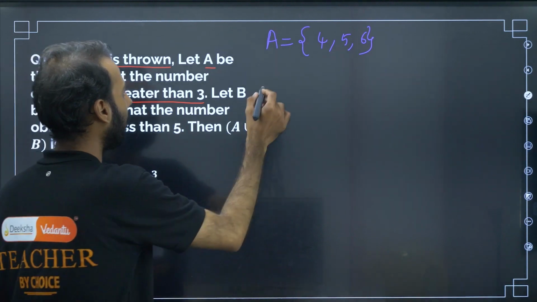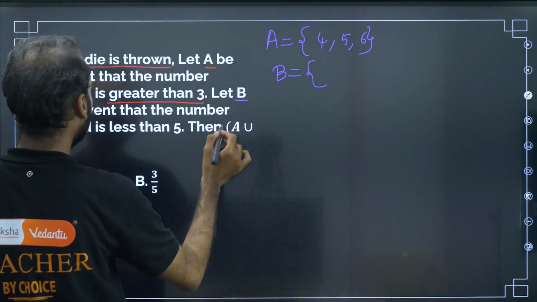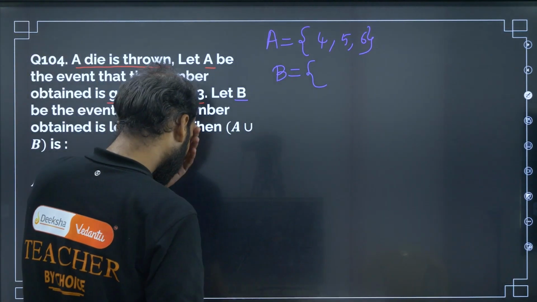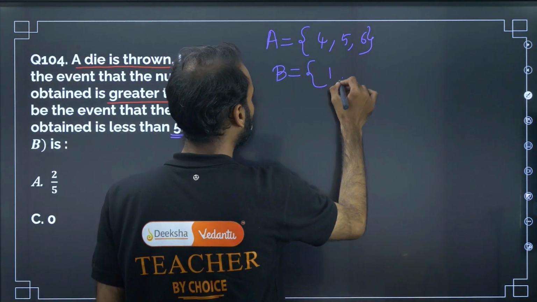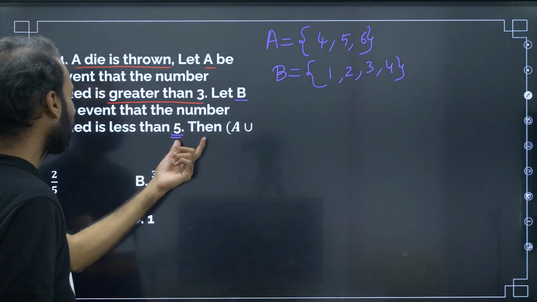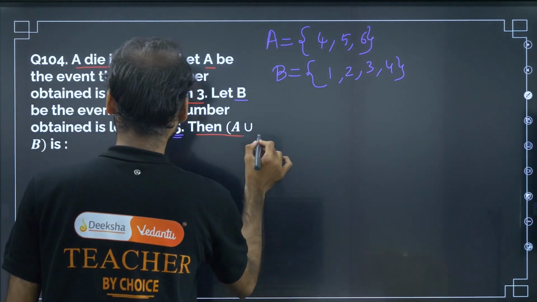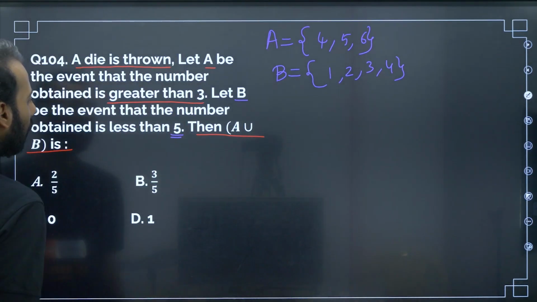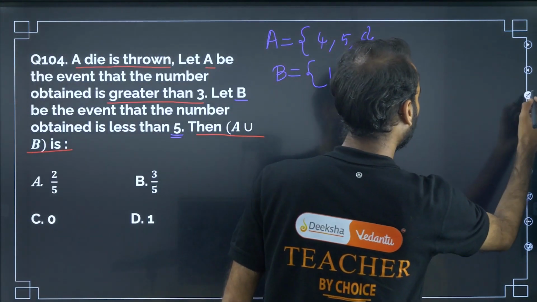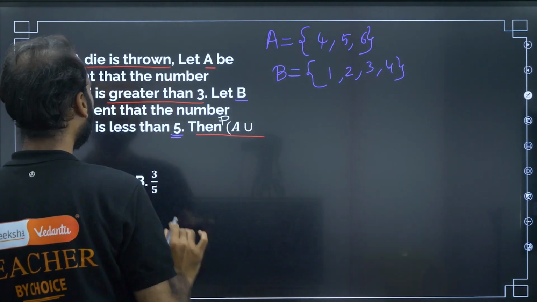Next, B is one event, that the number obtained is less than 5. Less than 5 means 1, 2, 3, 4. Now what are they asking? A union B. Why will they ask A union B? They have missed one thing. Here probability should be there. They are asking probability of A union B.